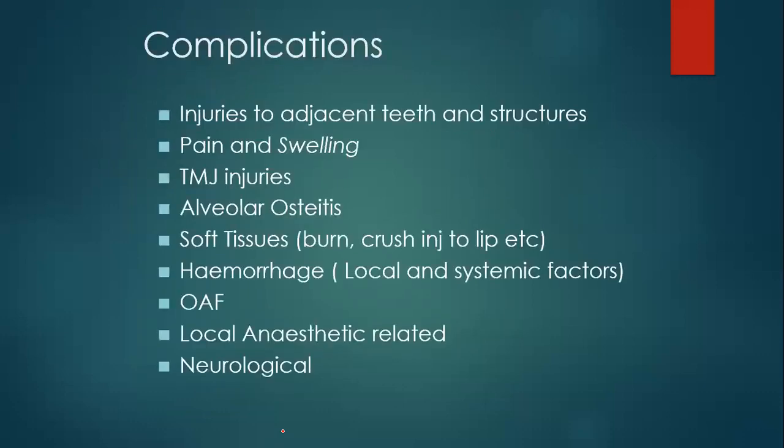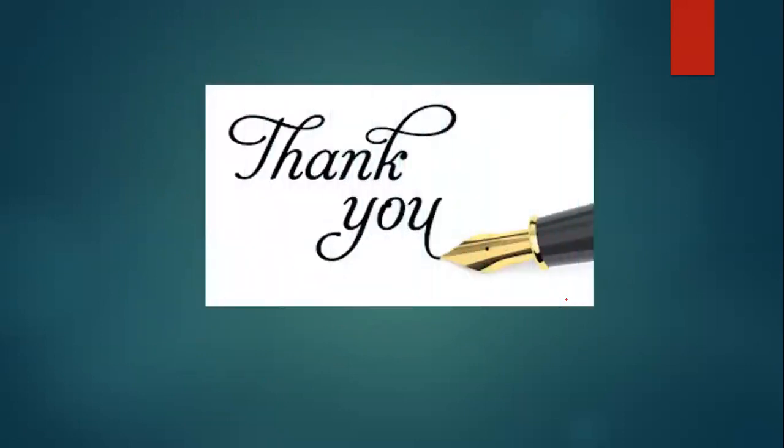So what happens in complications? Complications include injuries to adjacent teeth and structures. You can damage other vital structures and nerves, etc. There is pain and swelling. You can have TMJ injuries, alveolar osteitis, soft tissue burns, crush injuries to the lip, etc. You can have hemorrhage, local and systemic factors as well, and OAF and local anesthesia related neurological problems as well. So these are some of the complications that can be caused. So this was all about today's lecture.